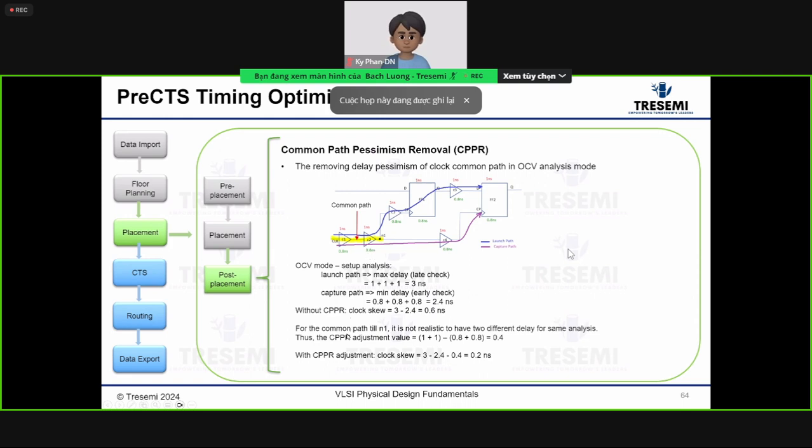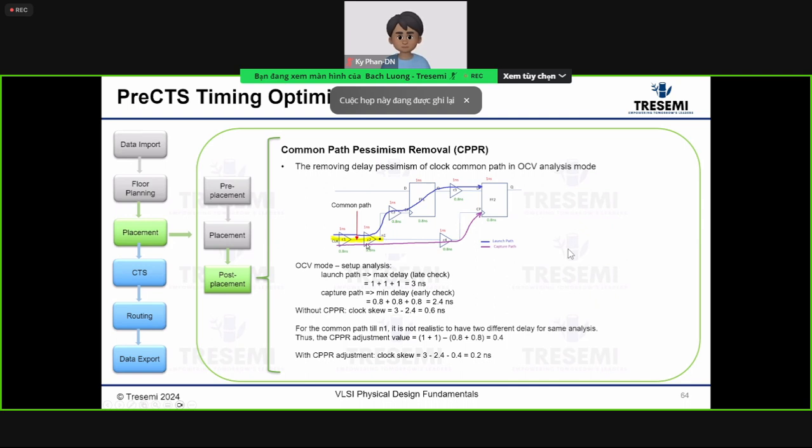So for the CPPR adjustment value, you take the 1 and 1 here, and you subtract the total, so you get 0.4. This is the CPPR adjustment. You take the clock skew and now you remove that. So the clock skew really is 0.2, which is the count from here to here only, right? So you get rid of this.